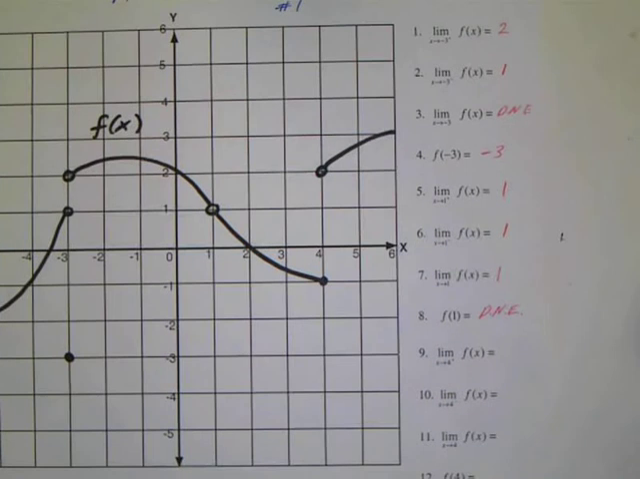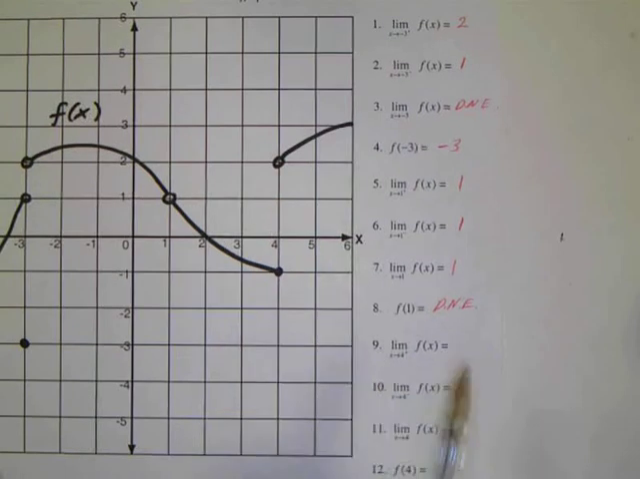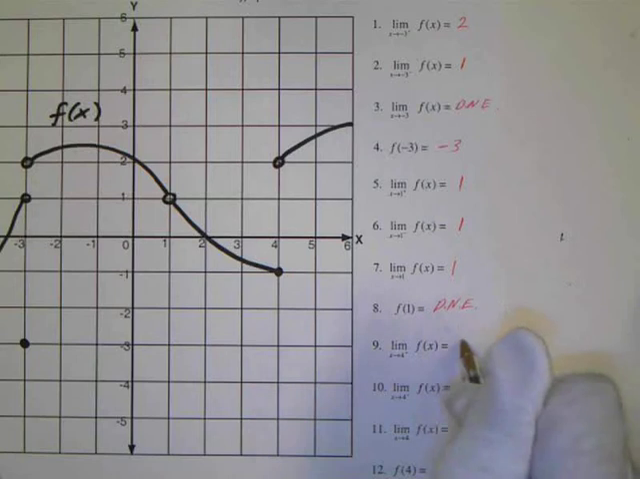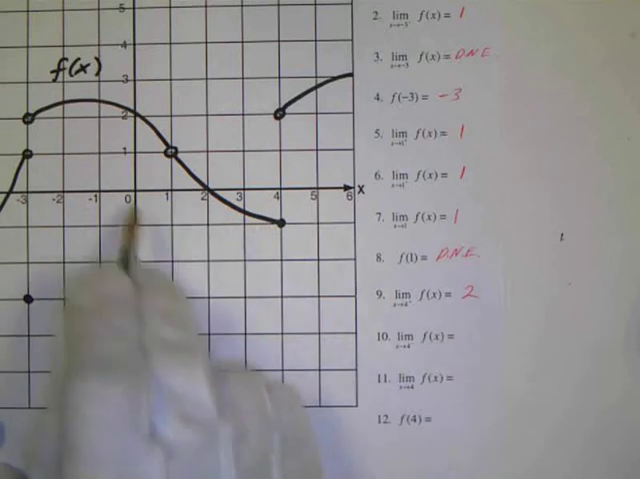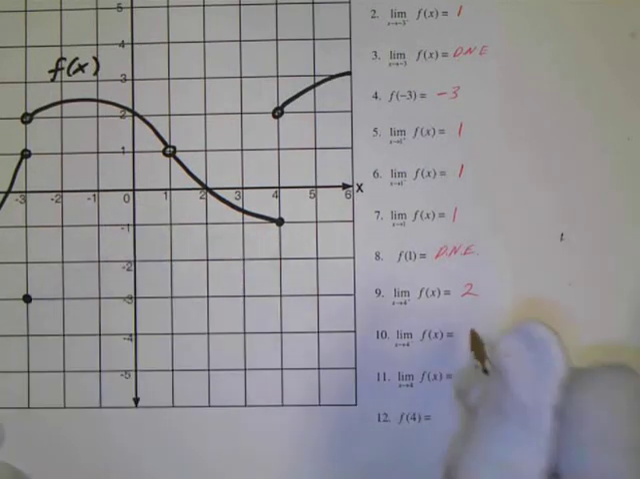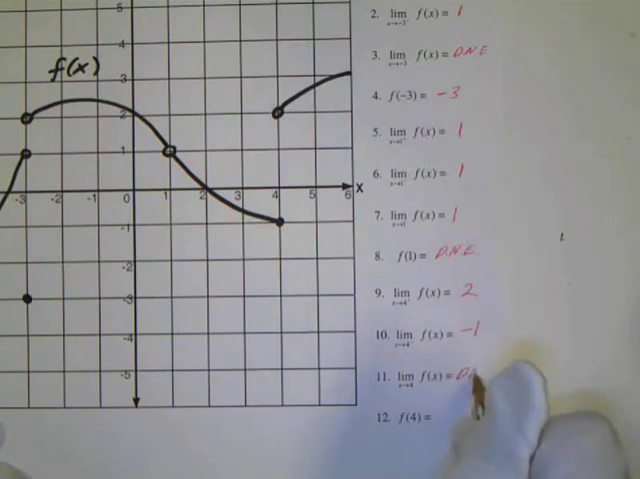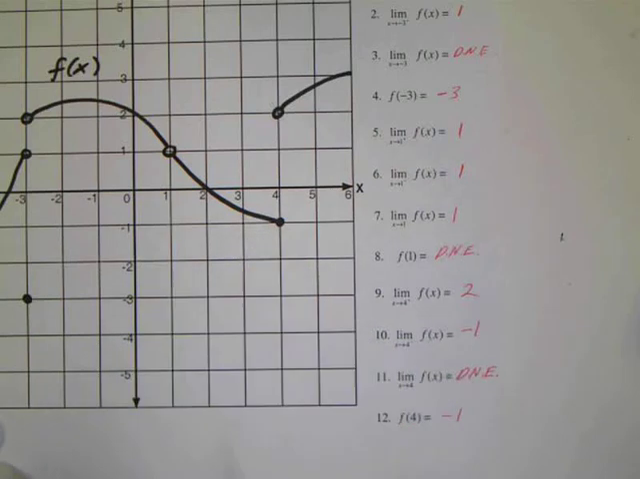Let's see as x approaches 4. As I approach 4 from the right, it looks like my vertical position is approaching 2. As I approach 4 from the left, my vertical position is approaching -1. Does the limit exist as x approaches 4? No, because even though the left limit and the right limit both exist, they're not equal to each other, so it does not exist. And what is f of 4? It looks like f of 4 is right here at -1, because that's the point.